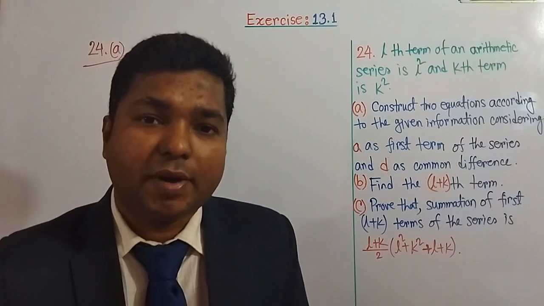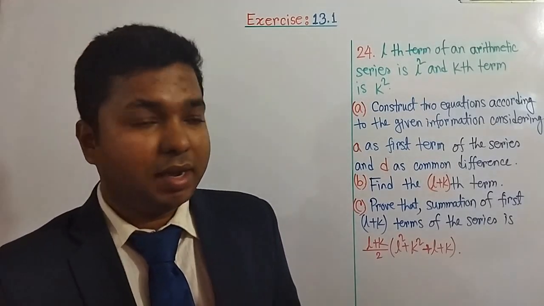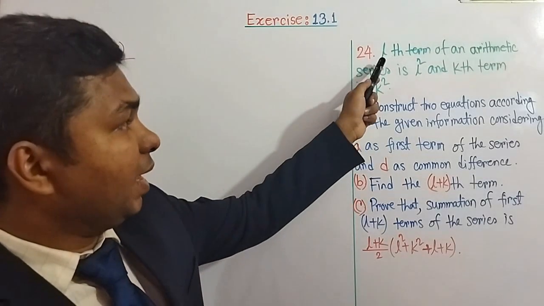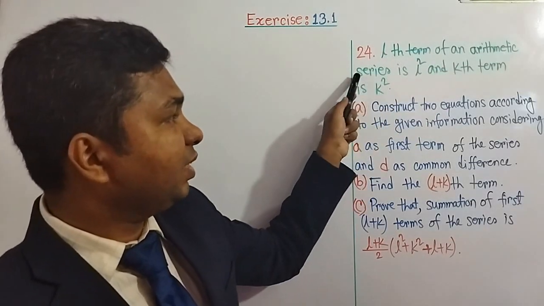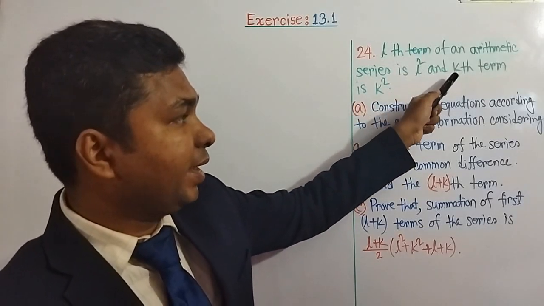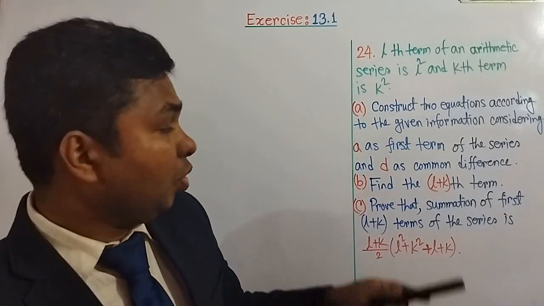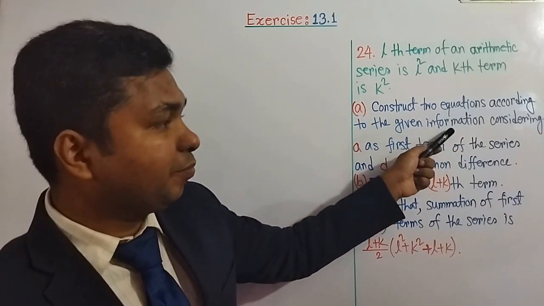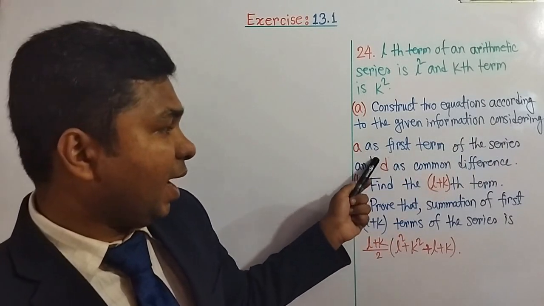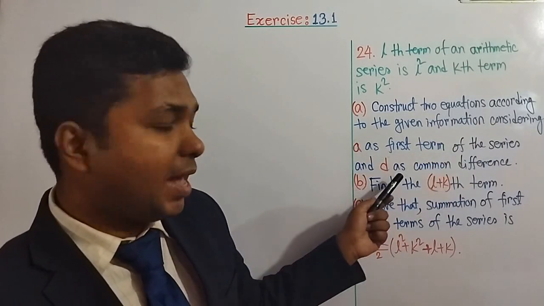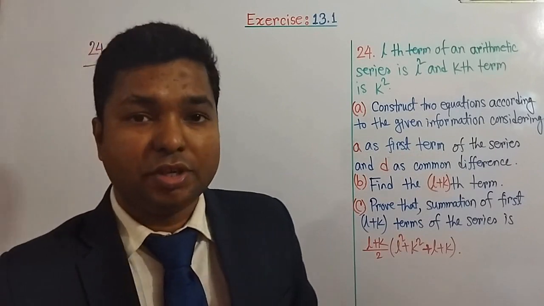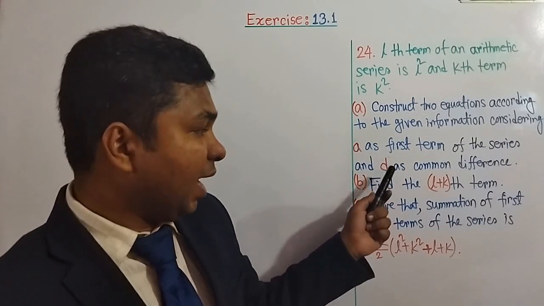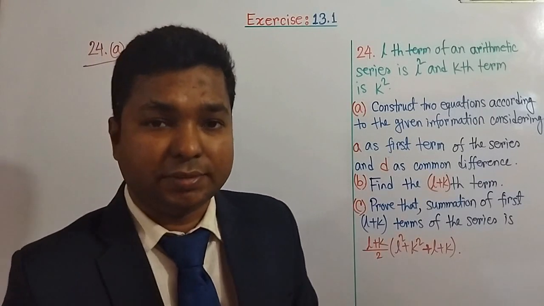My dear students, finally we solve question number 24. Here question number 24 is a CQ question whose stem is: the nth term of an arithmetic series is L square and the kth term is k square. Now question A: construct two equations according to the given information, considering a as the first term of the series and d as the common difference. So we have to consider a as first term and d as common difference of the series.